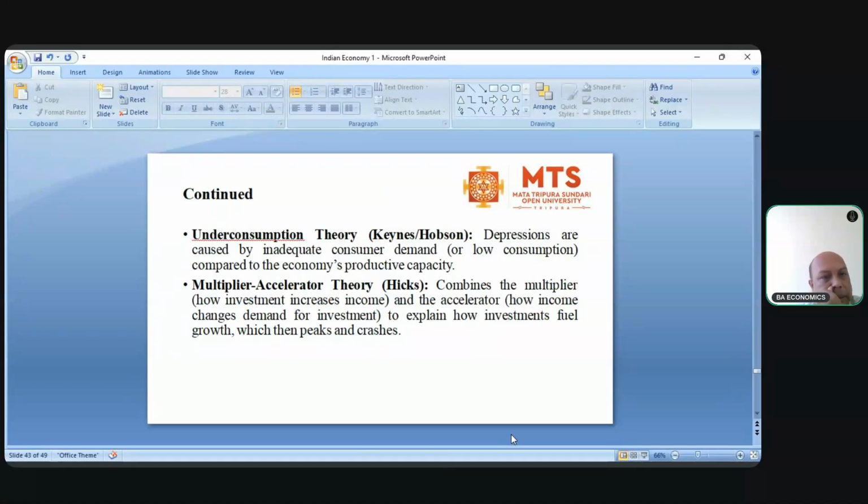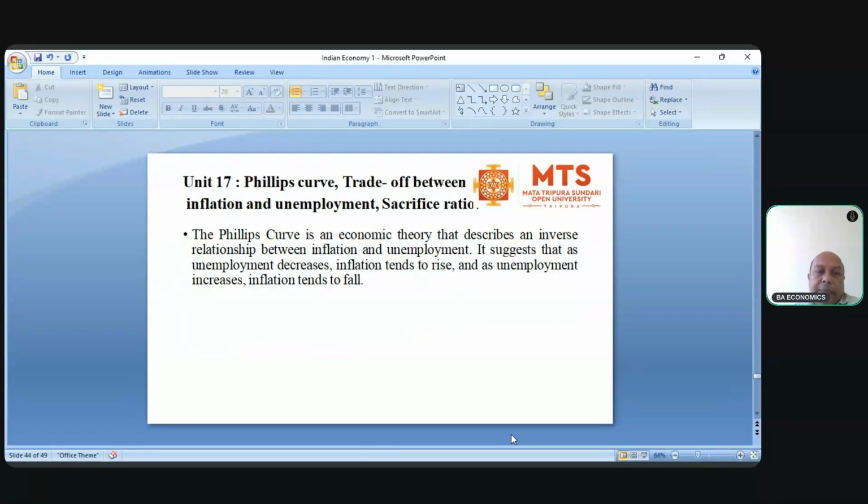So in this way, this unit is over. Basically, this unit discussed the trade cycle, the various phases of the trade cycle, and the various theories of the trade cycle. The last unit in this block discusses the Phillips curve and the sacrifice ratio. So what is the Phillips curve?